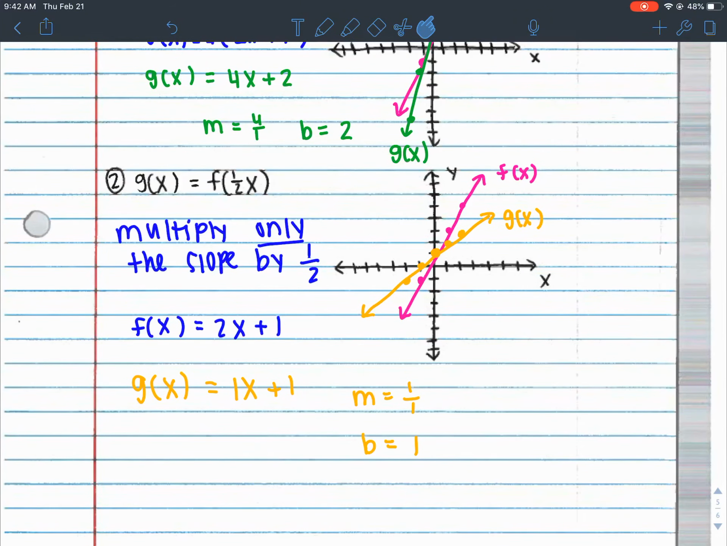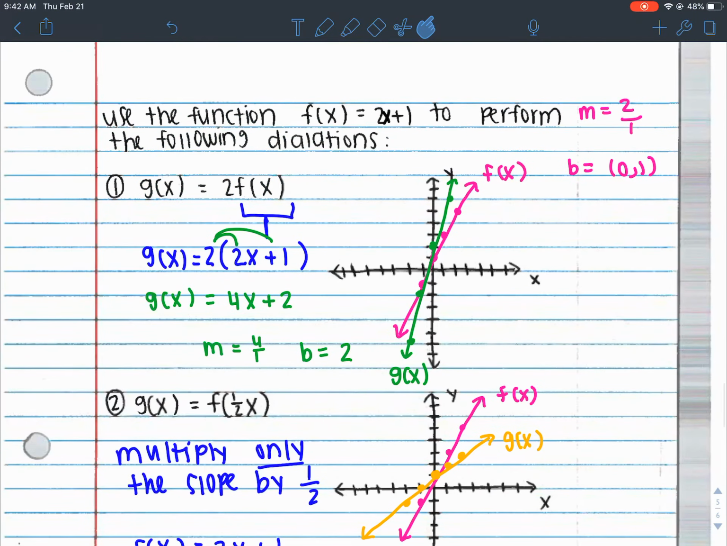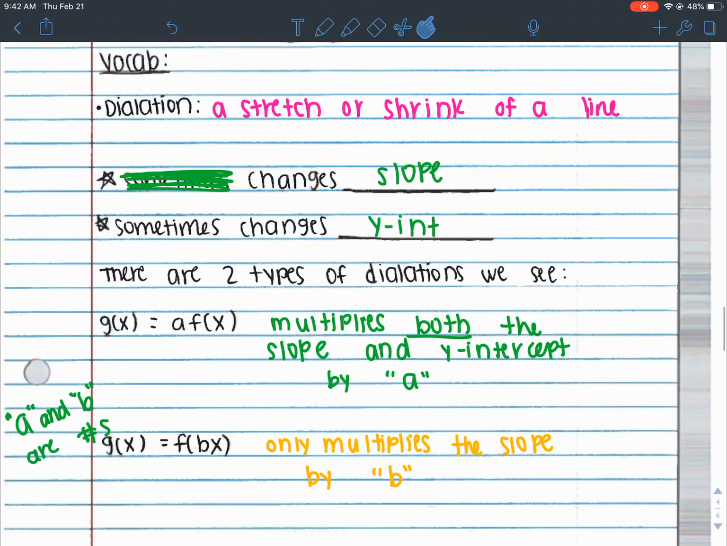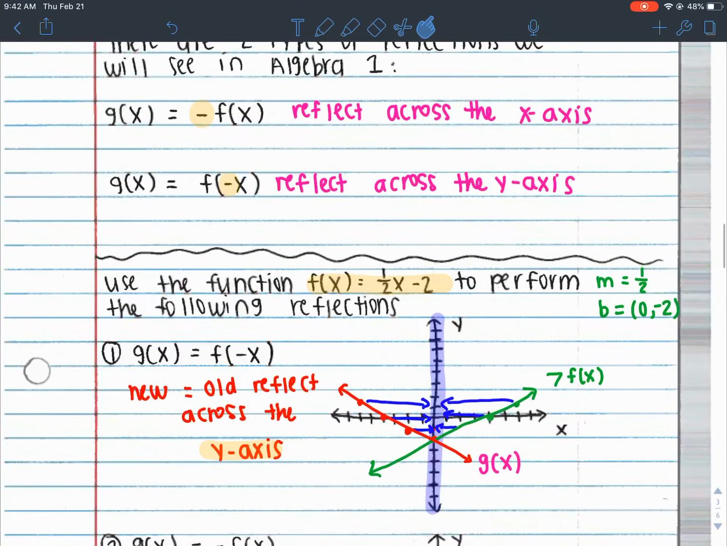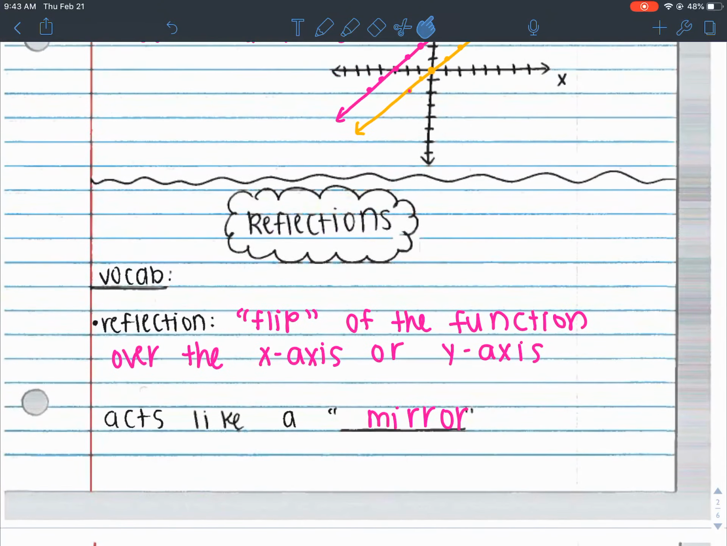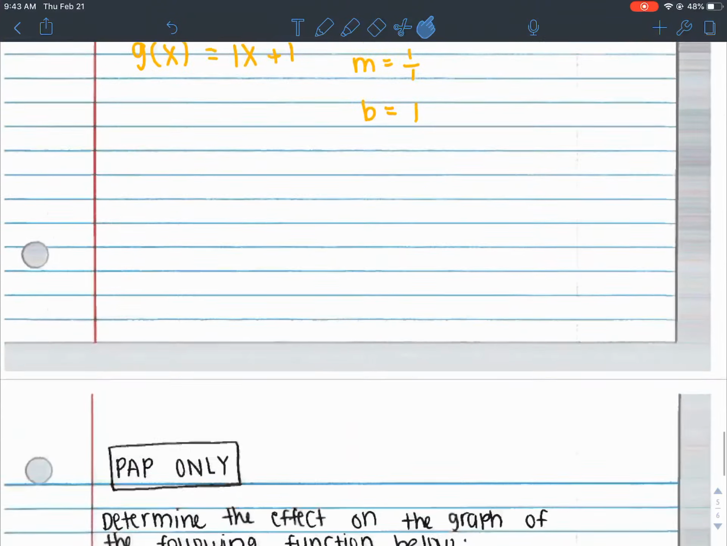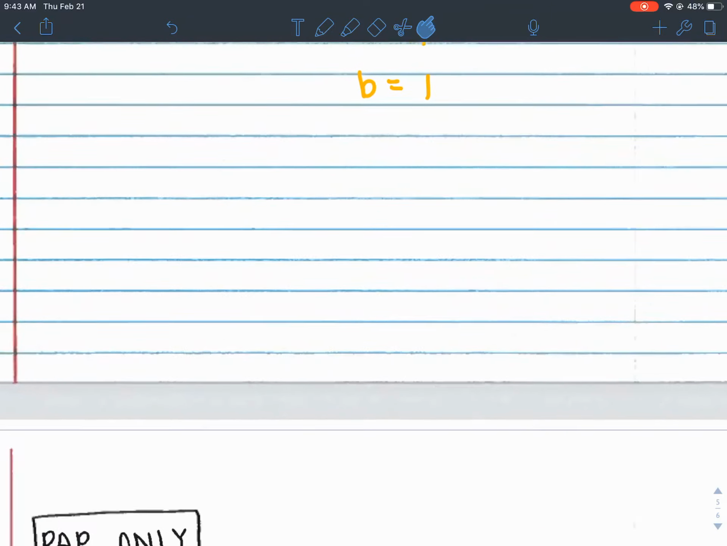But that is it for our transformations. We just have 3: translations, reflections, and dilations. The only hard thing about these is just remembering what to do, because the graphing part is easy as long as you know what to do. So just make sure that you're able to get down all of the transformations.